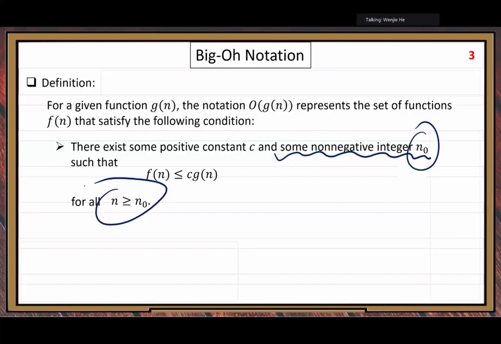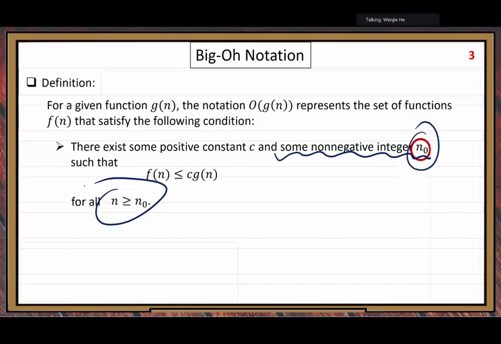Then the conclusion. What's the conclusion? The conclusion is that the f function belongs to this big O of the g function. That's the conclusion.